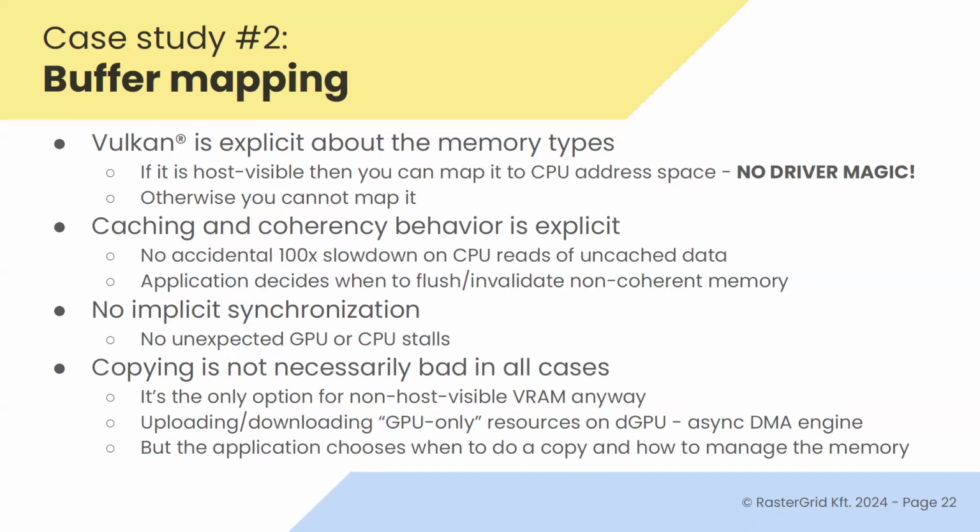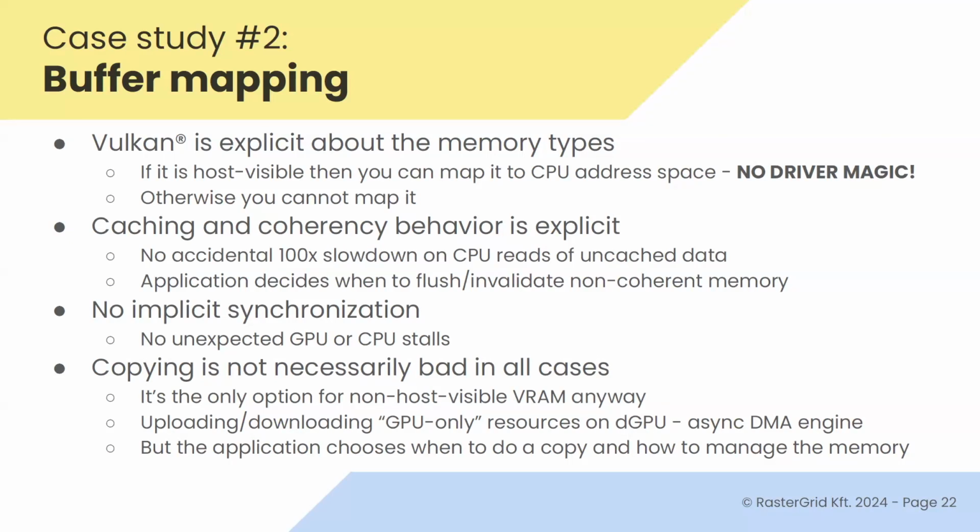So you explicitly select your memory types, and you can only map the memory that can actually be made CPU visible. So no driver magic. What happens there? It maps to CPU address space. Still, a mapping operation is not cheap, right? You have to update your CPU's page tables, which again goes to the kernel. So you want to avoid that.